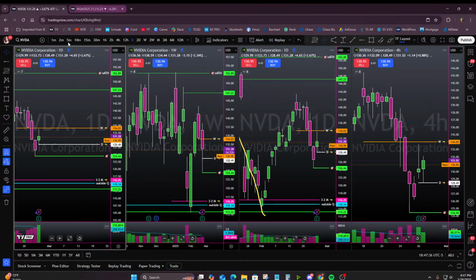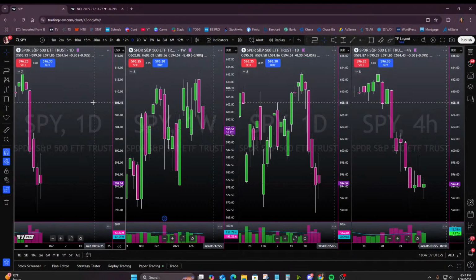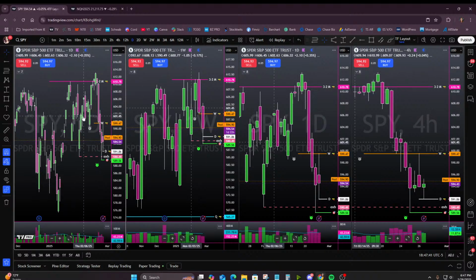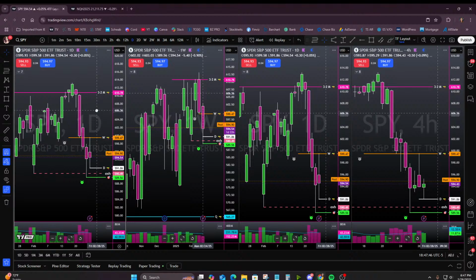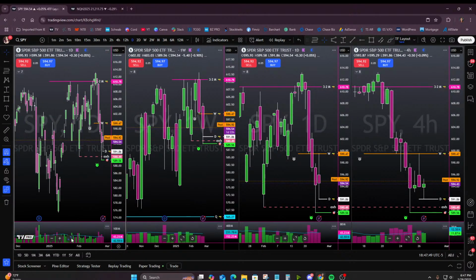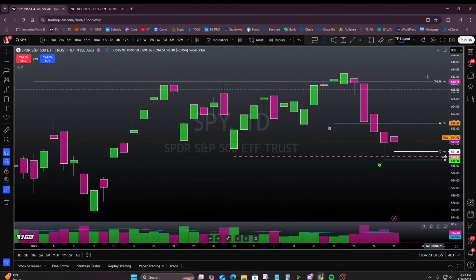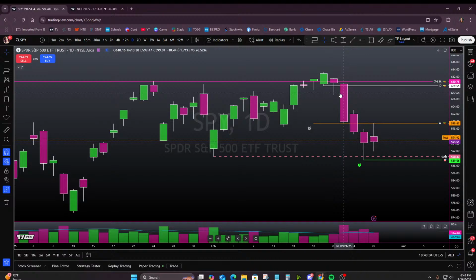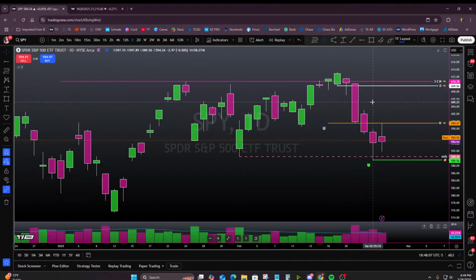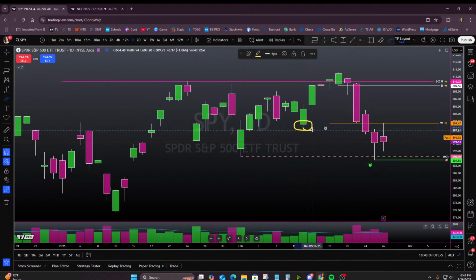Let's see. Let's look at SPY. SPY was really nice too. I'm just going to start at the top. What do you see? So this is the all-time high. We make a new all-time high. What happens? Reversal. All-time high exhaustion reversal. What are we targeting? That and that.